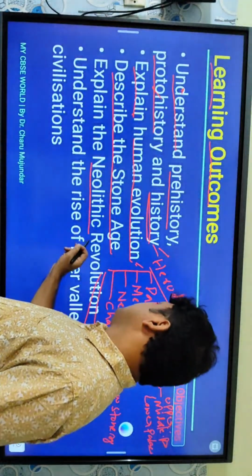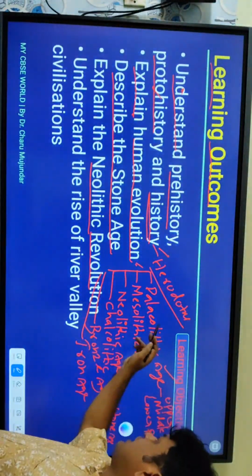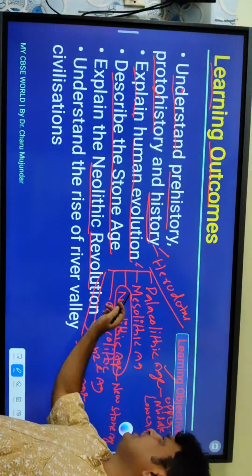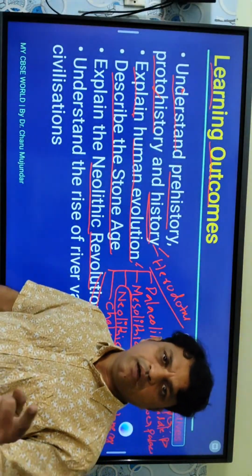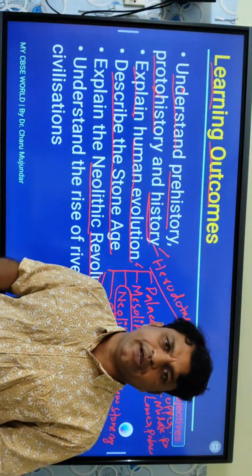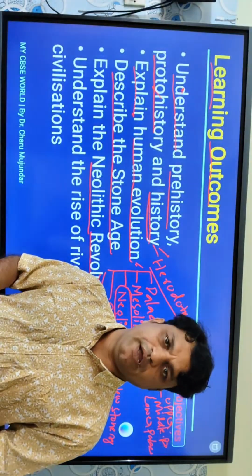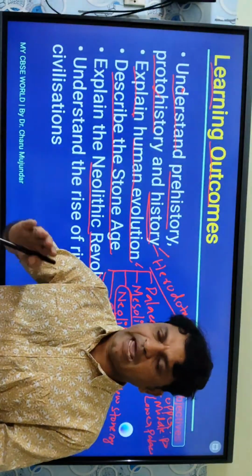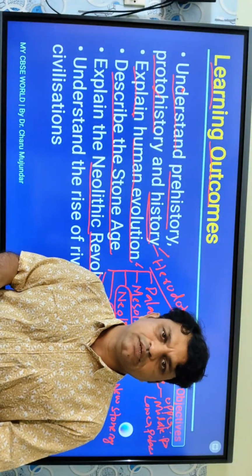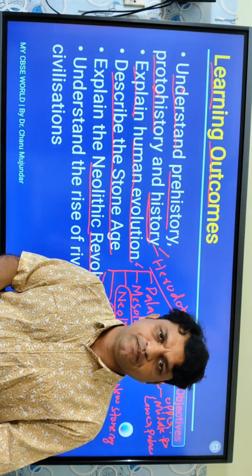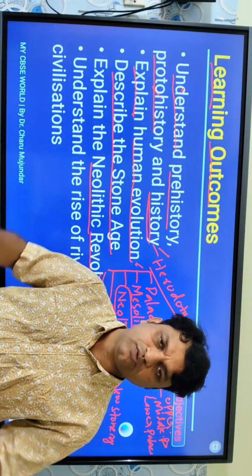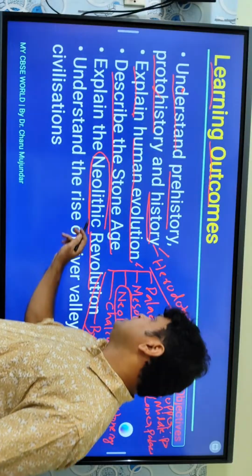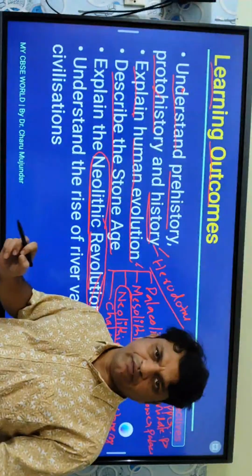Explain the Neolithic Revolution. Among all these, which one is the Neolithic Revolution? This Neolithic age is called the Neolithic Revolution. Why? Because for the first time settled life was started, and domestication of animals, like taming cows, dogs, sheep and goats, began. Today we have only domesticated animals. For the first time it started in the Neolithic age. This is called the Neolithic Revolution.